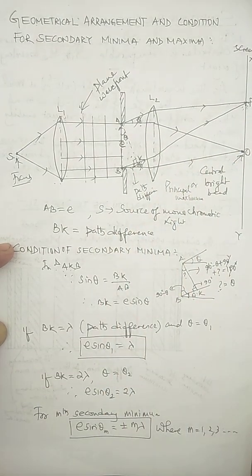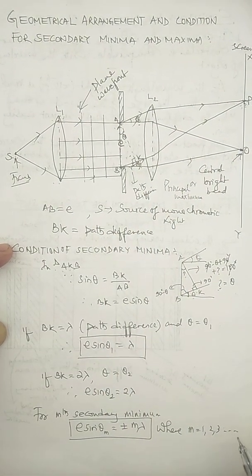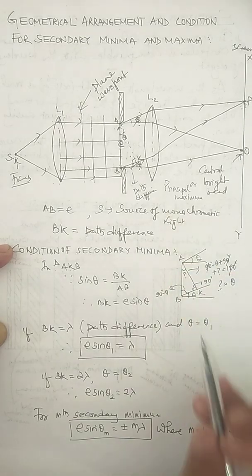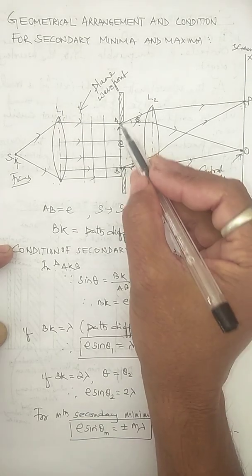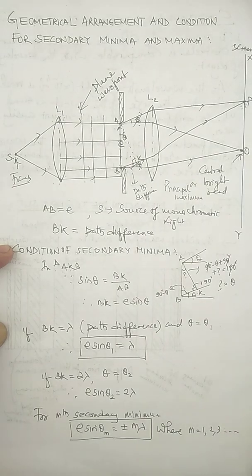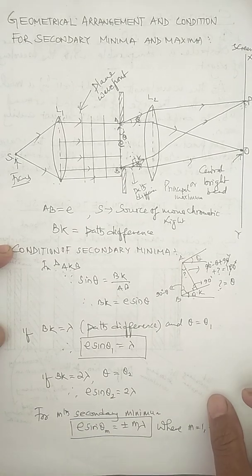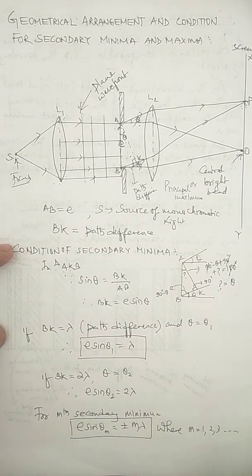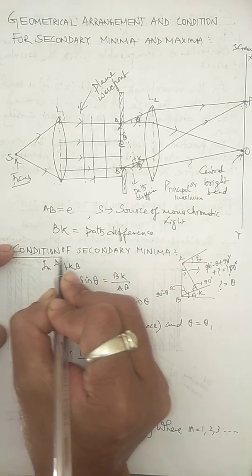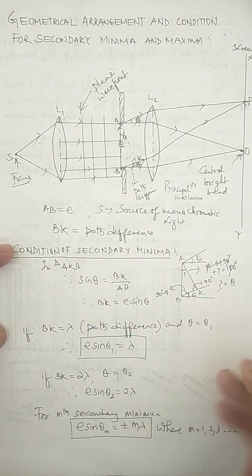Now this path difference we need to measure. As I just said, it can be calculated from this right angle triangle. And with this path difference we can find the condition for secondary minima and secondary maxima. So let me do secondary minima first. The condition for secondary minima means all the dark fringes which are formed on the screen.